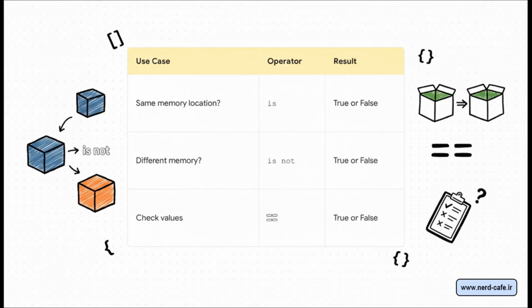All right, let's wrap this up with a quick cheat sheet. If you need to know if two variables are the exact same object in memory, use is. If you need to know that they are not the same object, use is not. And if all you care about is what's inside them, if their values are the same, then you use double equals. Just whatever you do, don't mix up double equals and is.